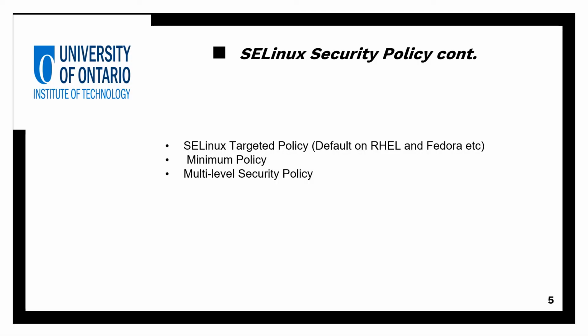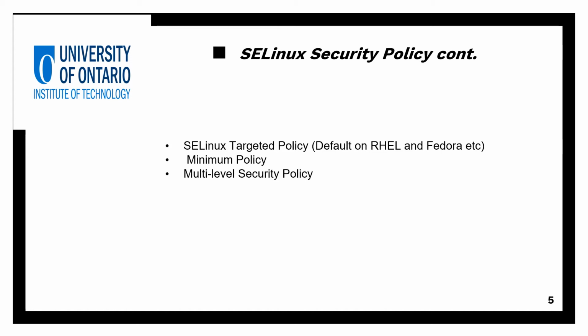SELinux has three policies, and these policies were created based on security needs. Here we have the three policies in the Red Hat Enterprise Linux operating system and Fedora. Due to time constraints, I'll try to give a brief view into the three policies. We have the SELinux targeted policy, which is the default on both Red Hat Enterprise Linux and Fedora. We have the minimum policy, and we have the multi-level security.